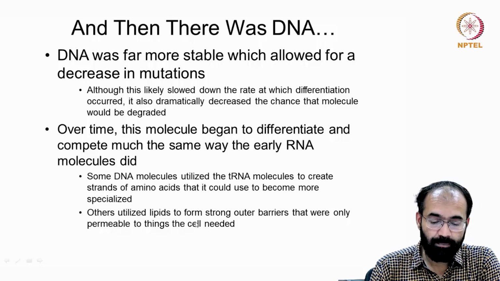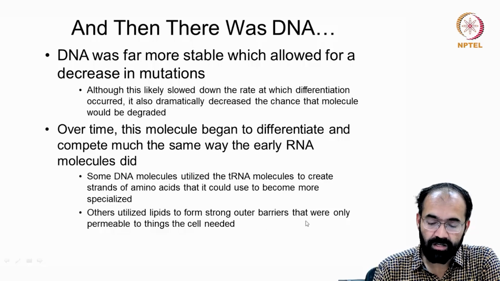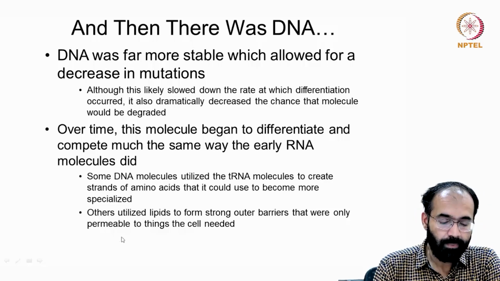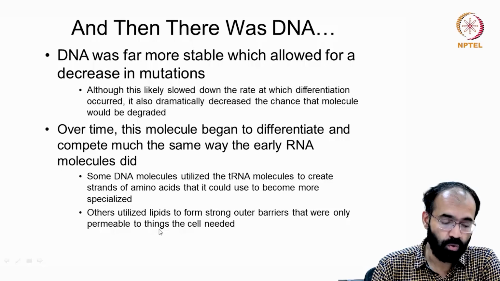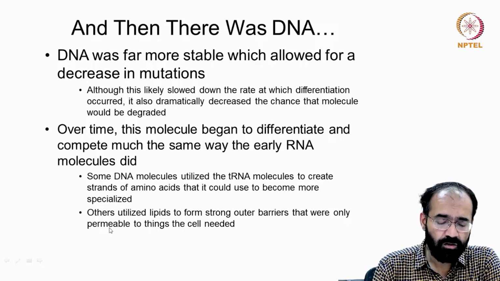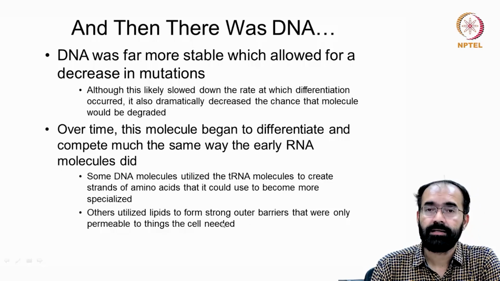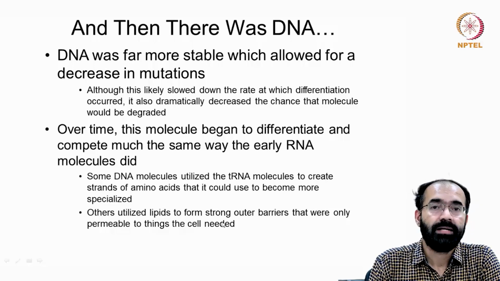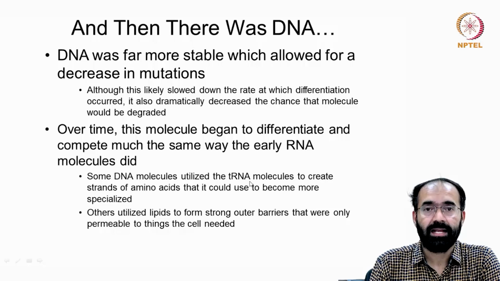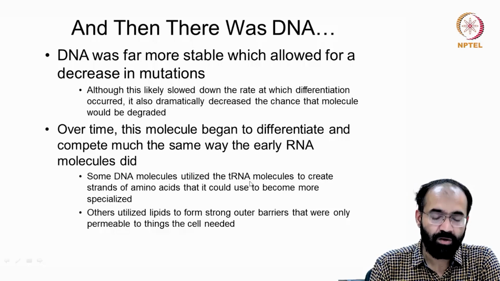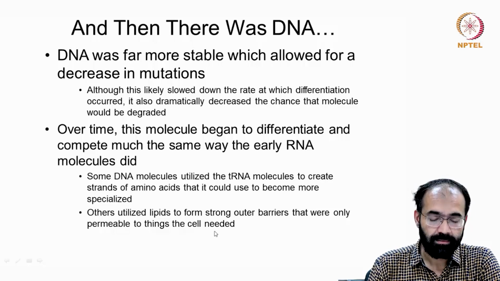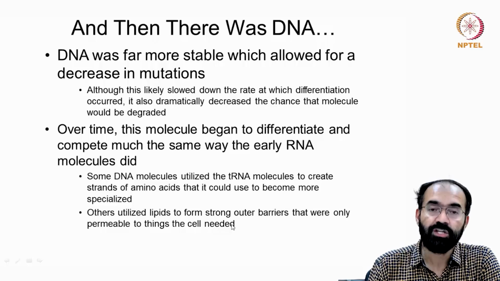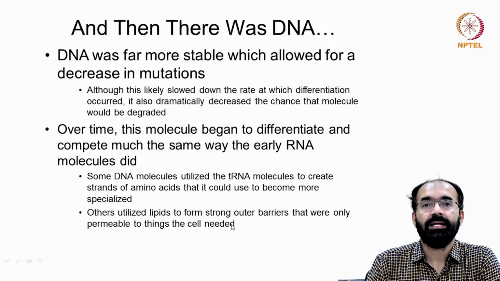Others utilized lipids to form strong outer barriers that were permeable only to things that the cell needed. So some DNA made use of the tRNA and allowed assembly of amino acids, whereas the other one made use of the lipids. And now it's a question of time who is winning this battle. And we will continue about this in the next class.